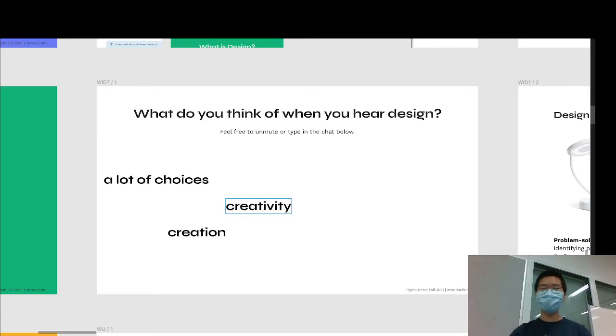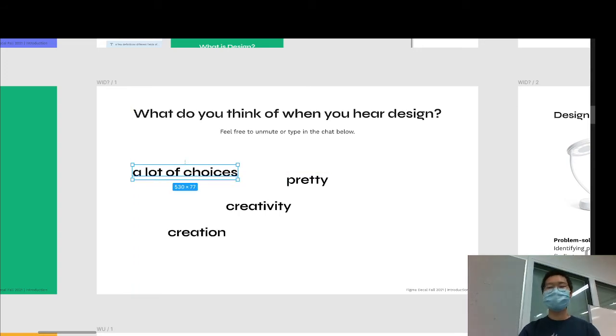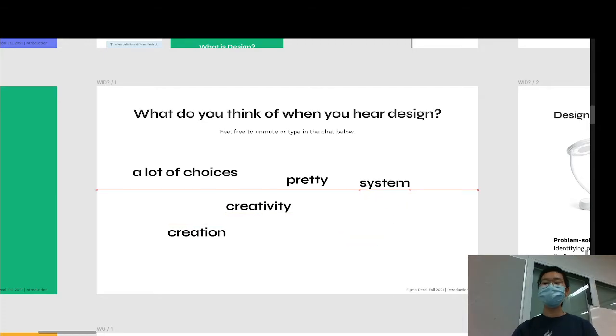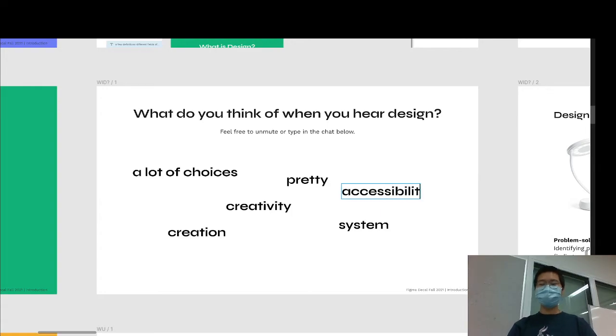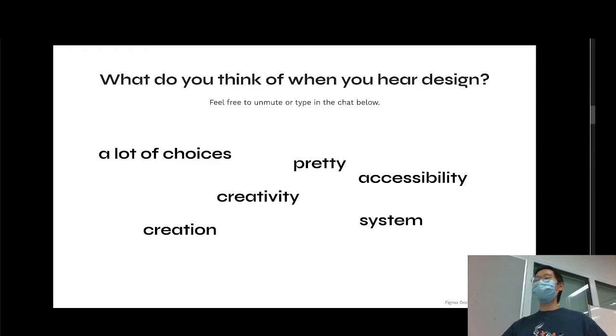Pretty. That's also super important. Aesthetics are a really big part of making design appealing to people. One more, guys. Systems. I heard another one. What was the other one? Accessibility. Yay! Gold star for you. Accessibility, I spelled it wrong, but we're not gonna worry about that. These are all true. These are all correct. Design is a lot of choices. Design is creativity. It's creation. It's pretty. It's accessible, and you have systems. All of these are really core components of design.